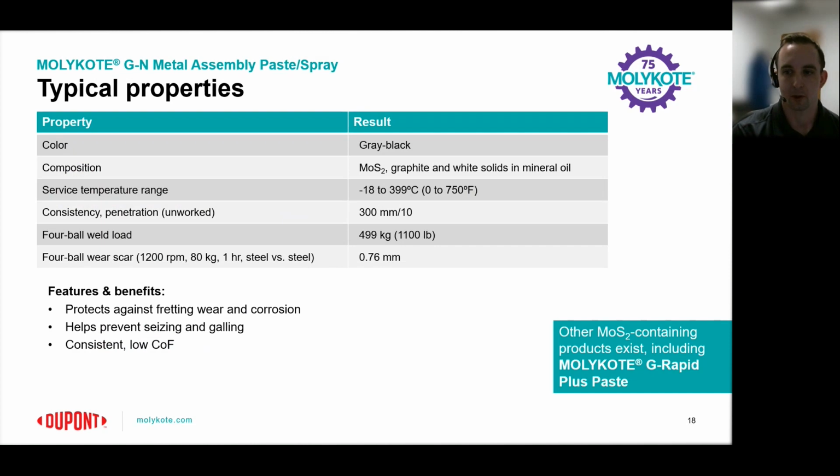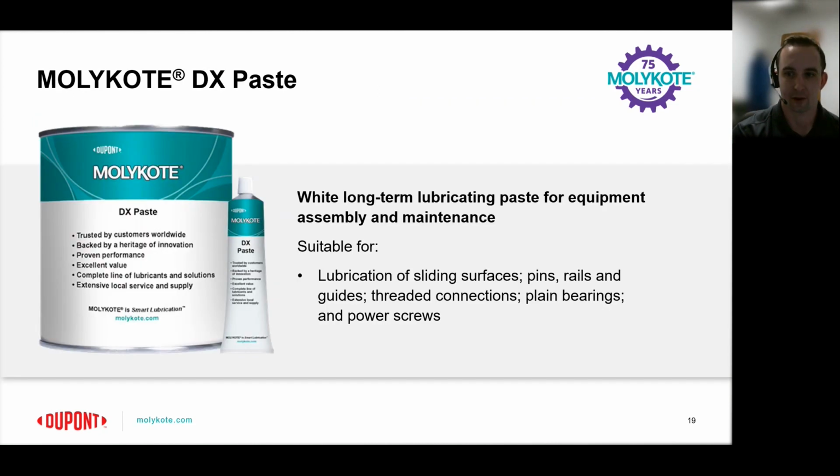Here you can see some of the typical properties of GN metal assembly paste, along with some key points. It's a great paste for preventing seizing, galling, fretting, and corrosion. It does all this while maintaining a consistent and low coefficient of friction. There are some other MoS2 containing products that exist in our portfolio. Another popular one is the G-Rapid Plus paste.